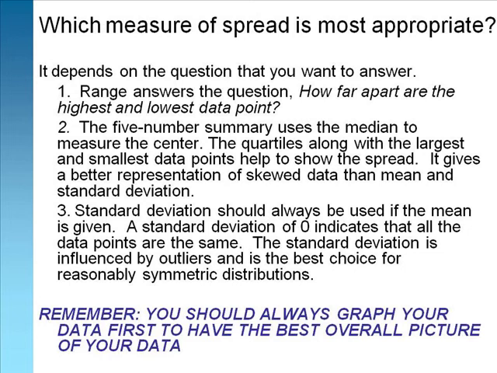Standard deviation should always be used if the mean is given. A standard deviation of 0 indicates that all the data points are the same. The standard deviation is influenced by outliers and is the best choice for reasonably symmetric distributions. Remember, you should always graph your data first to have the best overall picture of your data.